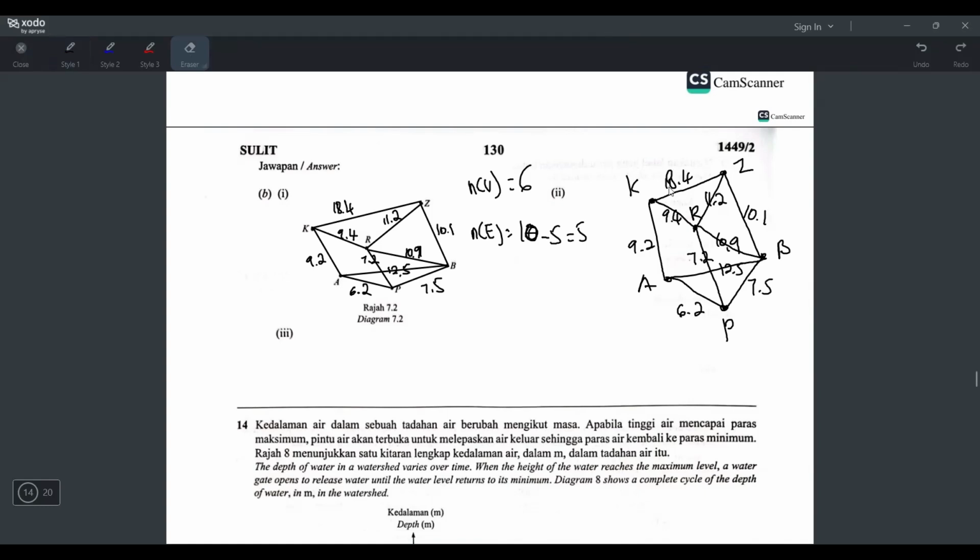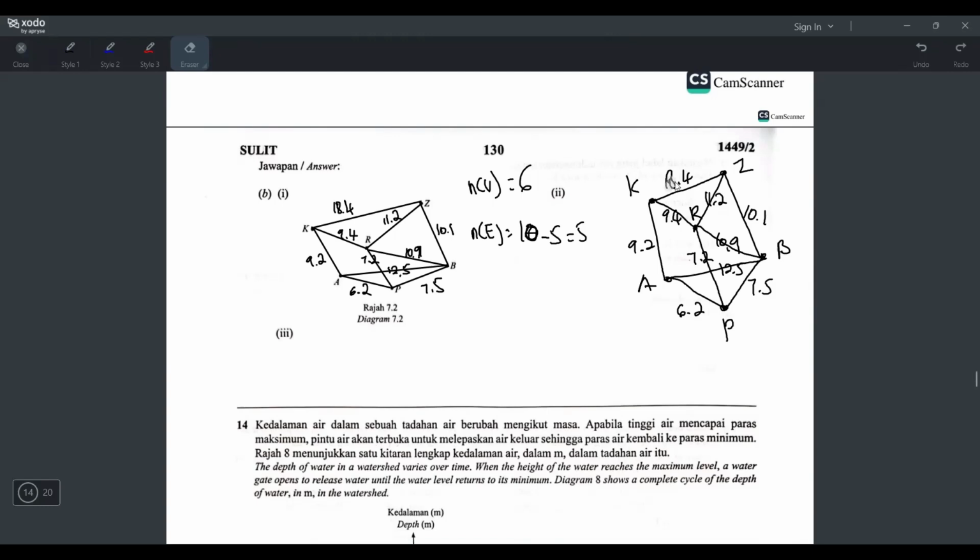So, but ada juga chance, okay, but maybe later after you erase the 5 lines with the highest weight, you don't get a tree. Faham maksud saya? Means maybe later after you erase the 5 highest weight lines, maybe you end up with something that is not a tree. Okay, but it's okay. The one we'll worry about it later.